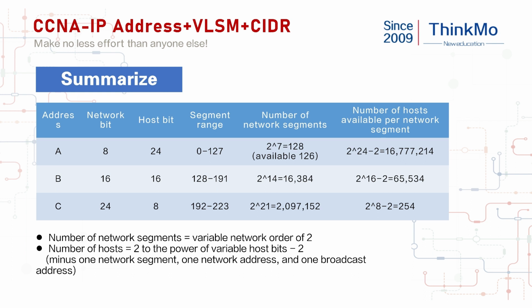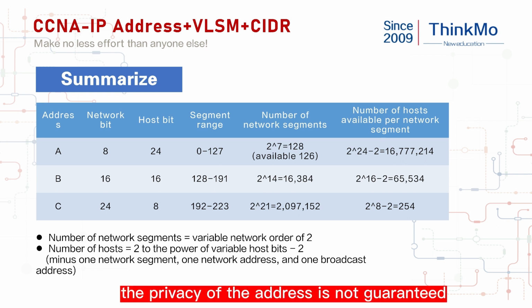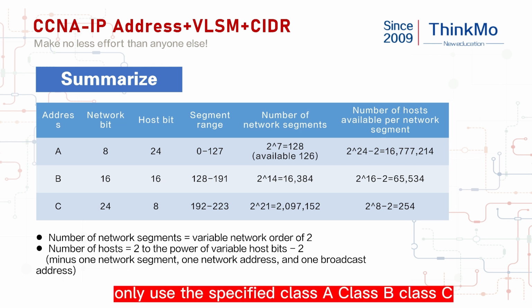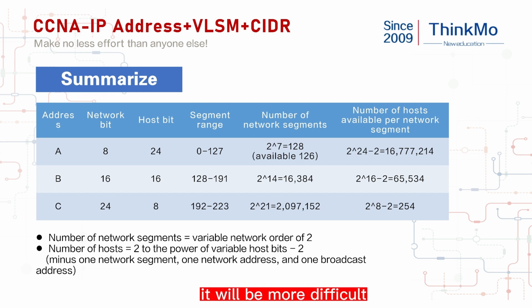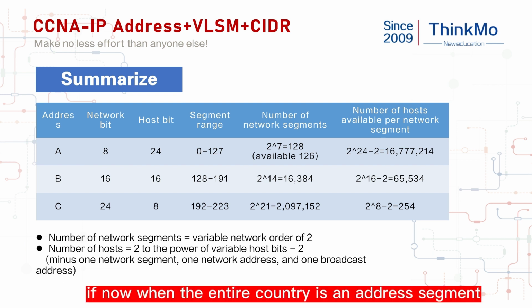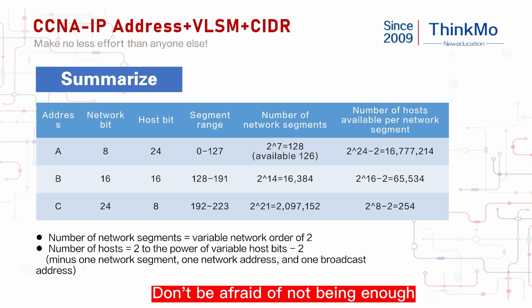First of all, the privacy of the address is not guaranteed, because everyone is on the same network segment. So, when we use addresses, we only use the specified Class A, Class B, Class C. They have corresponding disadvantages. That is, when we are assigning addresses, it will be more difficult. And we have to think about a problem. If now the entire country is an address segment, don't be afraid of not being enough. There may also be multiple address segments, but each is such a large address segment.